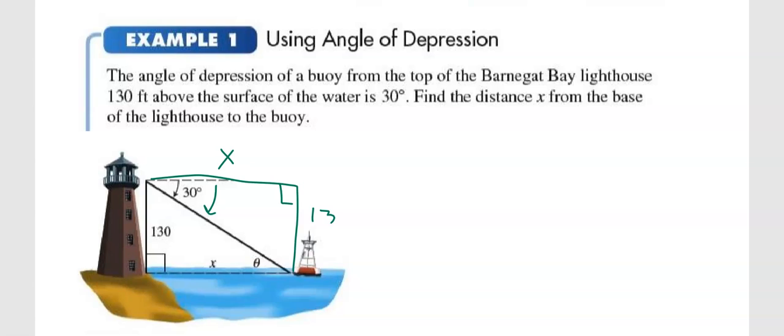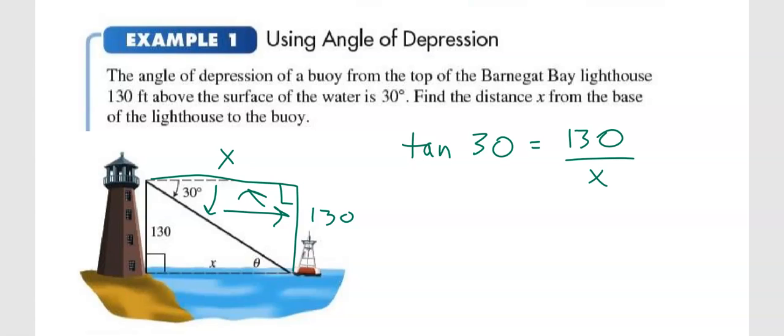And so it's up to you what you want. But you need to pick the correct trig function. So sine, cosine, tangent. It looks like we have the opposite side and we're looking for the adjacent side. So that sounds like a job for tangent. Tangent 30 degrees equals opposite over adjacent.